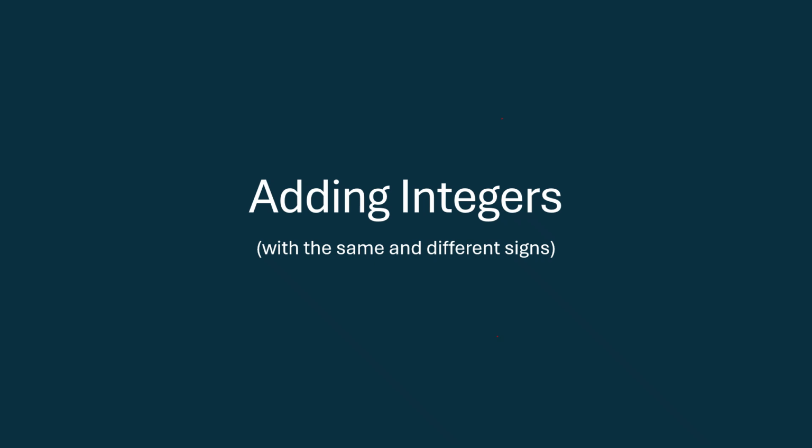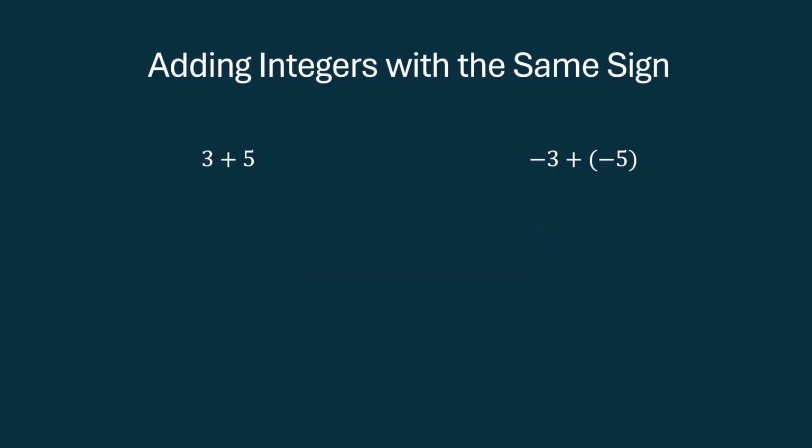In this video, we're going to talk about how to add integers when both of the integers have the same sign and when they both have different signs. There are two cases when we add integers with the same sign. They're either both going to be positive or they're both going to be negative. We've seen adding integers when they're both positive before, so 3 plus 5 is going to be 8. The original two integers were positive, so the resulting integer is also going to be positive.